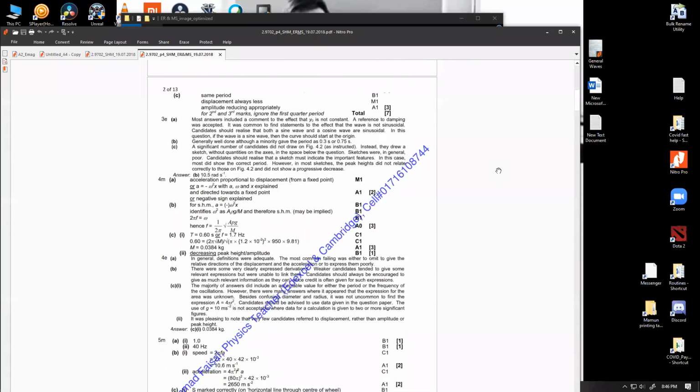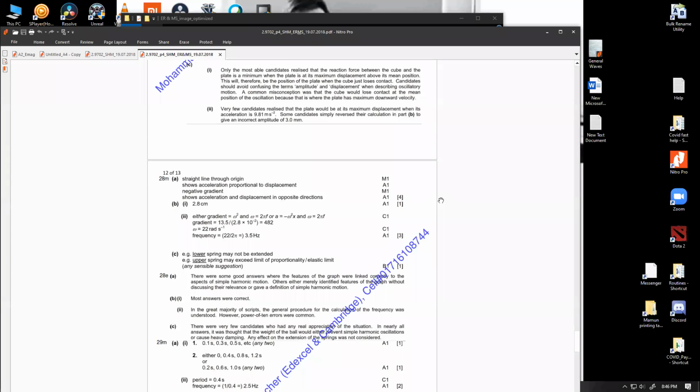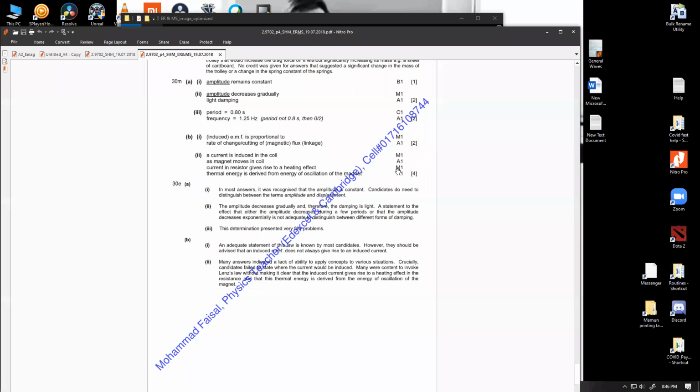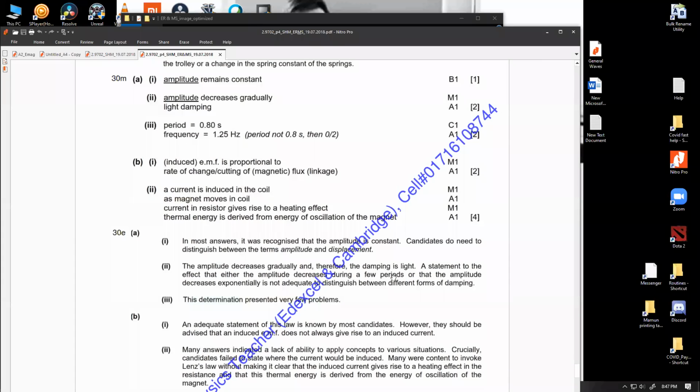Number 3. Let's have a look. Amplitude decreases gradually, light damping. So they only use the term gradually. So the amplitude decreases gradually and therefore the damping is light. A statement to the effect that either the amplitude decreases during a few periods or that the amplitude decreases exponentially is not adequate to distinguish between different forms of damping.